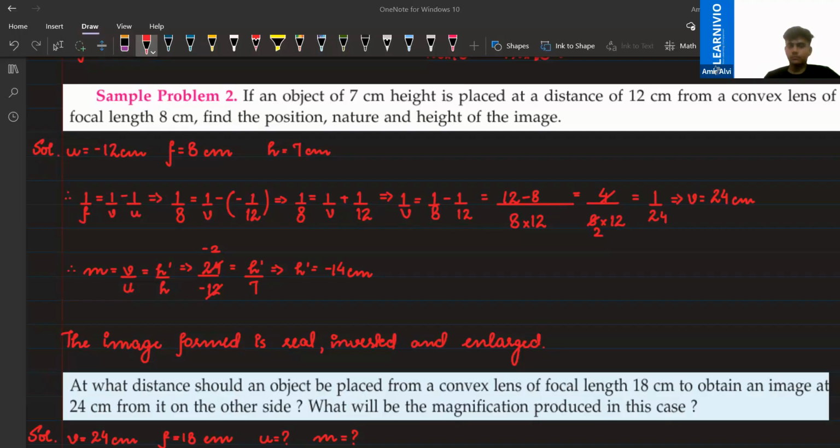Sir, I have one doubt. The magnification for a mirror is negative V by U, but for lens it is positive V by U, right? Positive. Yeah. Okay. But you have to use the sign convention, Neha. In that, you have to use the sign convention. Okay.